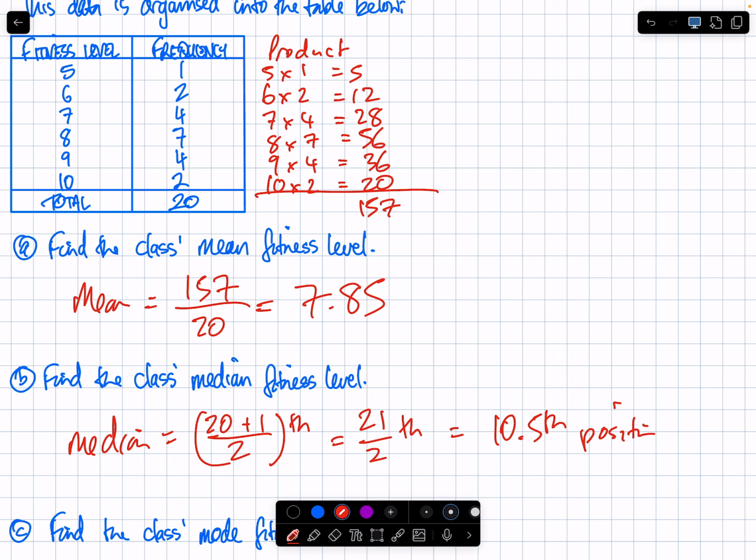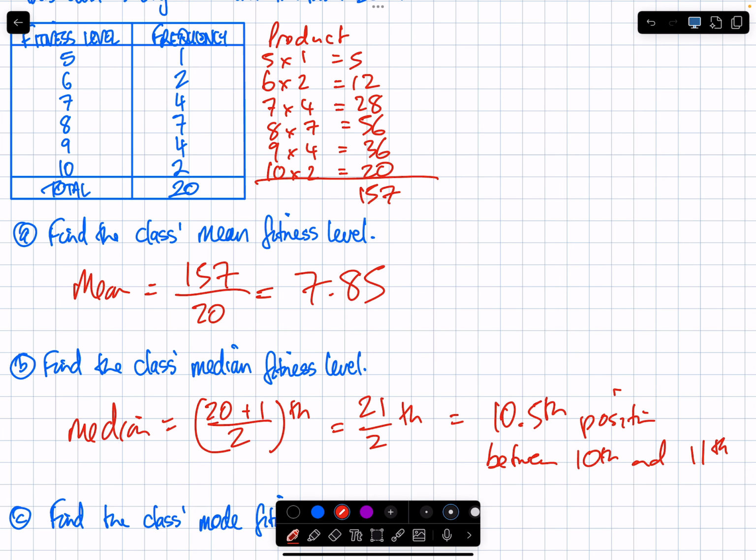That's between the 10th and 11th. How do I find the 10th and 11th position in this table? I can't see all the numbers written out. You add them up.